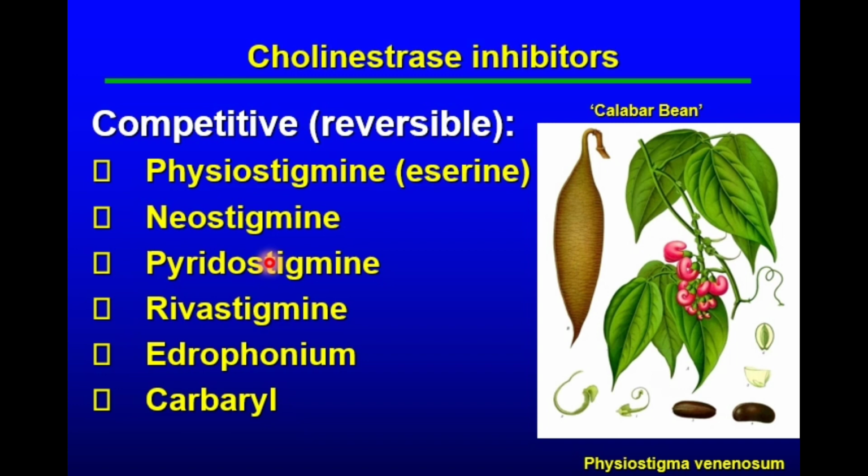Anticholinesterase drugs are of two types, reversible and irreversible. Examples of competitive or reversible anticholinesterase drugs are physostigmine, also called eserine, which originates from the Calabar bean. Other drugs are neostigmine, pyridostigmine, rivastigmine, edrophonium, and carbaryl. These are examples of competitive anticholinesterase agents.